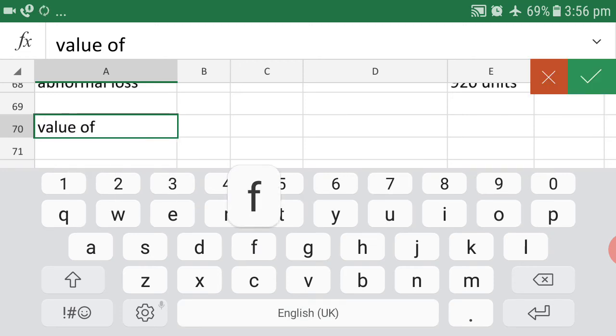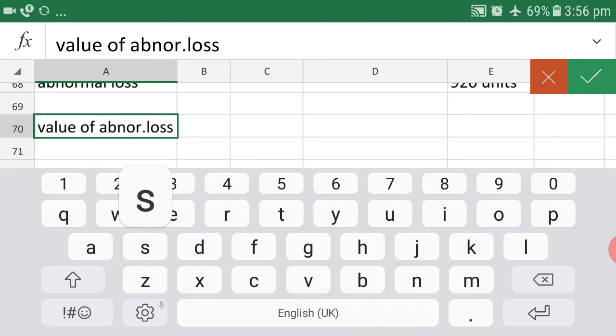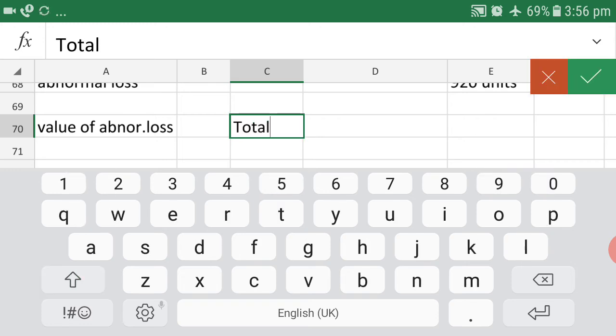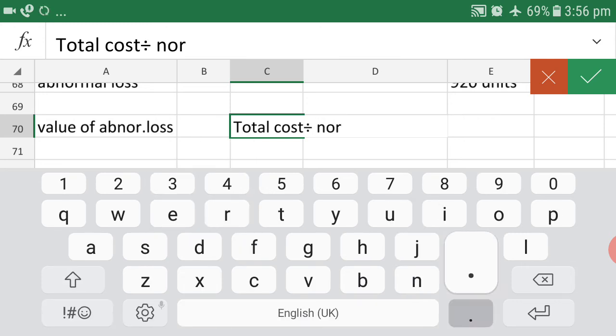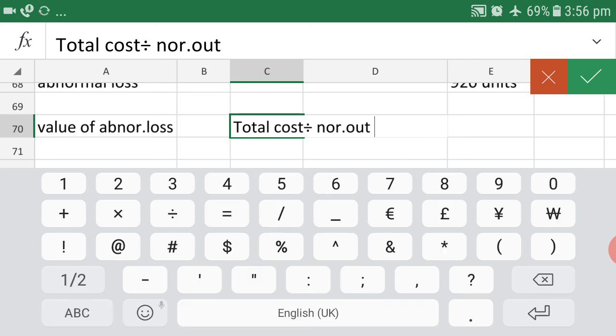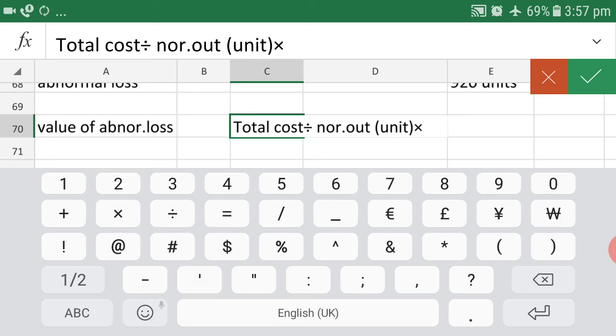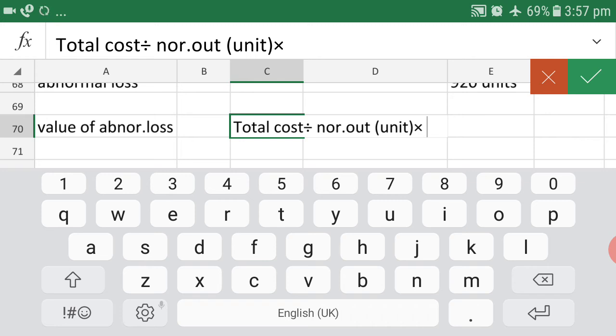Value of abnormal loss: total cost divided by normal output in units into abnormal loss in units.